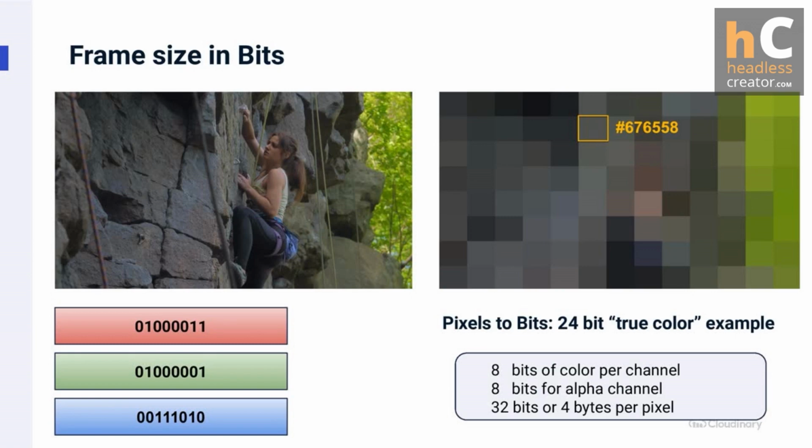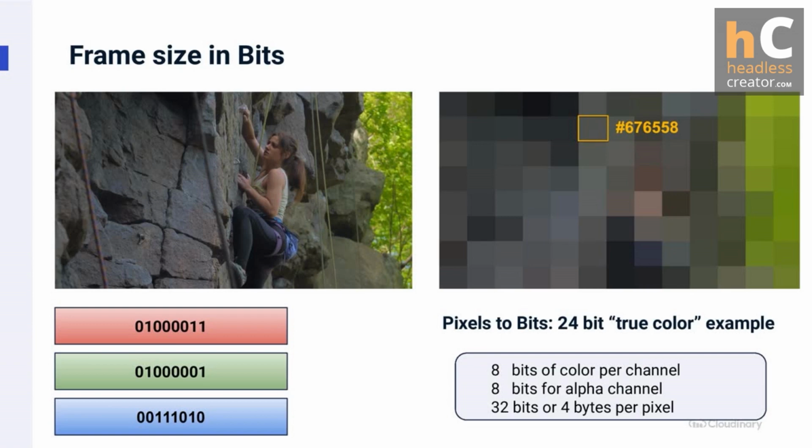Well, we start at the bit level, and here's an image of a frame from my video. That's an image of a woman climbing. And then we super pixelate it, because where we're going to get our bytes is by looking at each pixel. We know there's a number of pixels in height and a number of pixels wide. We can multiply them together and get the total number of pixels in the frame.